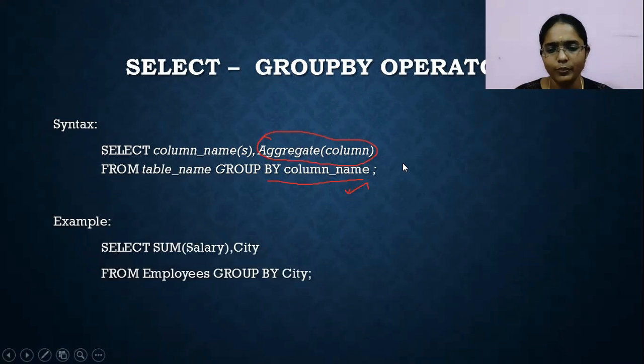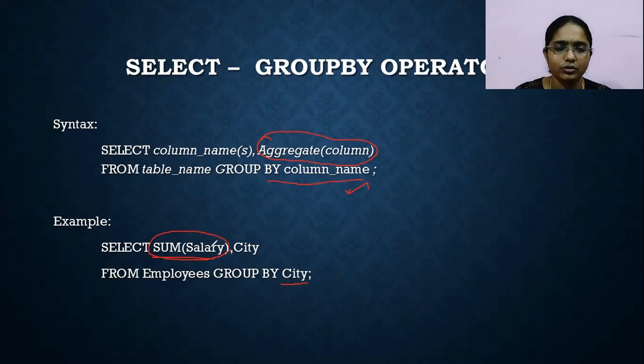You can notice this example. What we are given is select sum of salary. Here, sum of salary is the aggregate function. Select sum of salary, comma city from employee group by city. So what happened? Based on city, the employee information is going to be grouped, and for each and every city, the salary is going to be summed. Is it clear? Based on one particular column, you're going to group the data and find the sum of salary. For each and every city, what is the summation of salary?